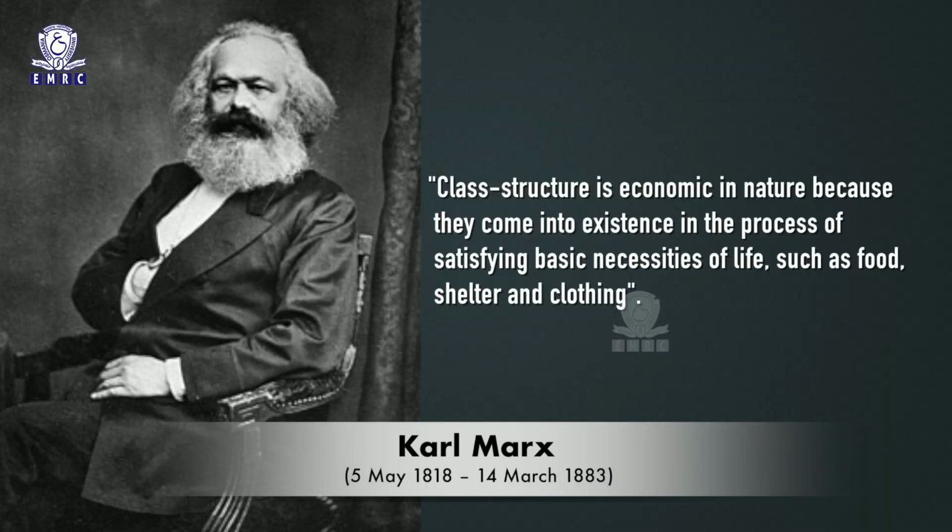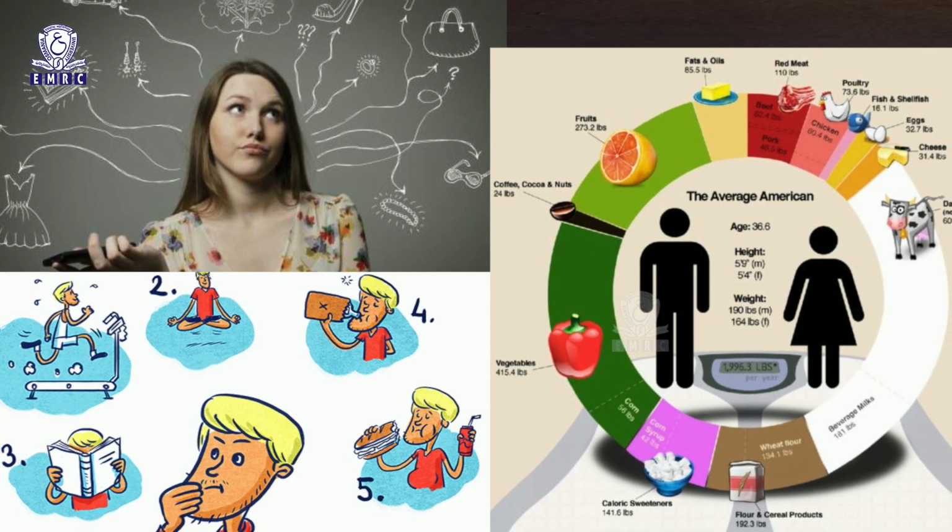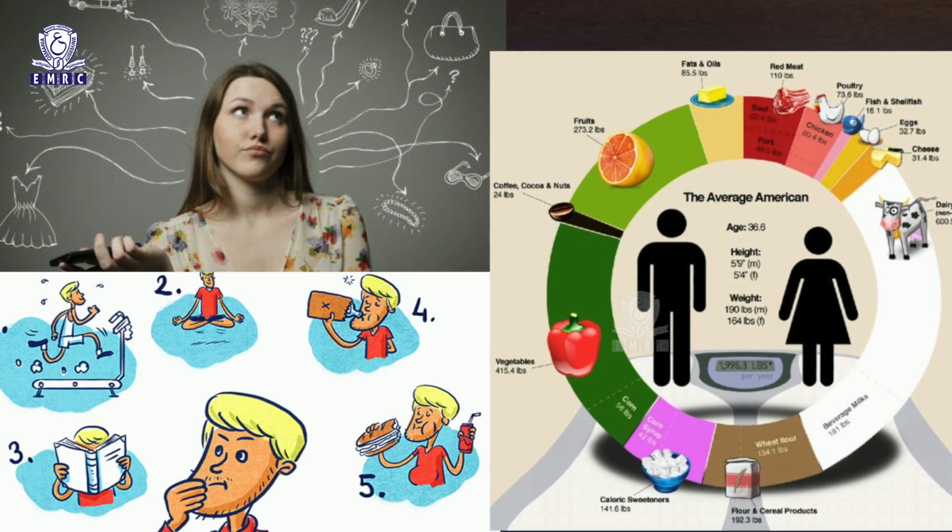Marx's explanation of class structure is economic in nature because classes come into existence in the process of satisfying the basic necessities of life such as food, shelter and clothing. To satisfy his material needs, man has to work, and in this process he comes in contact with fellow men. This contact sometimes gives rise to cooperation and at other times to conflict. All those who perform the same function in the production process constitute a social class. For instance, those who own the means of production are called the bourgeois. As a consequence, they tend to have different lifestyles with regard to consumption, habits, attitudes, etc.